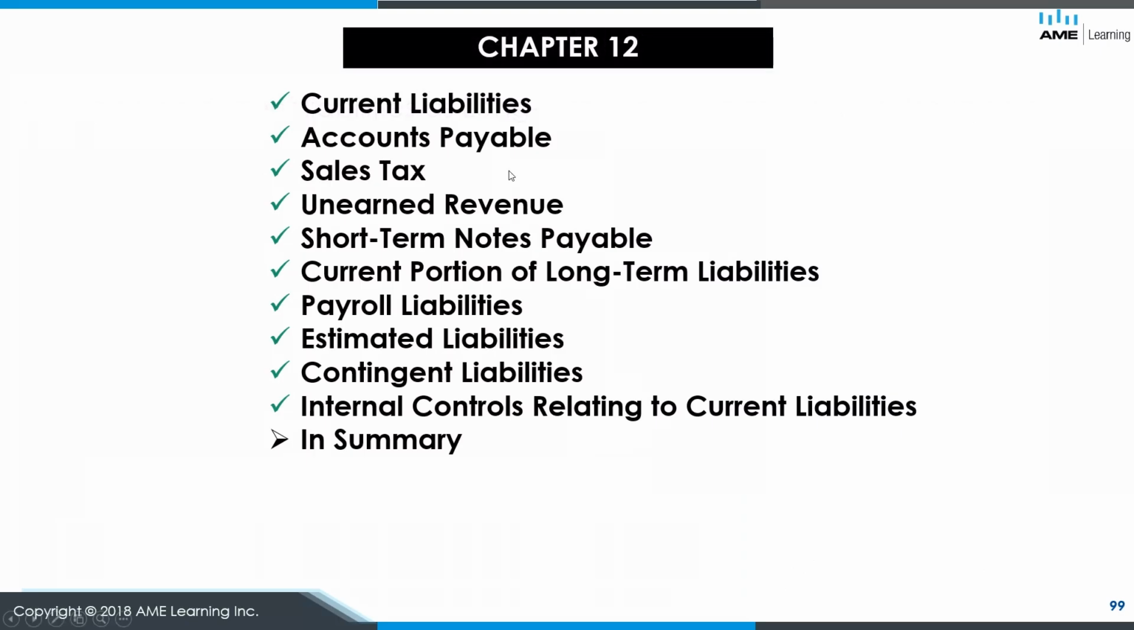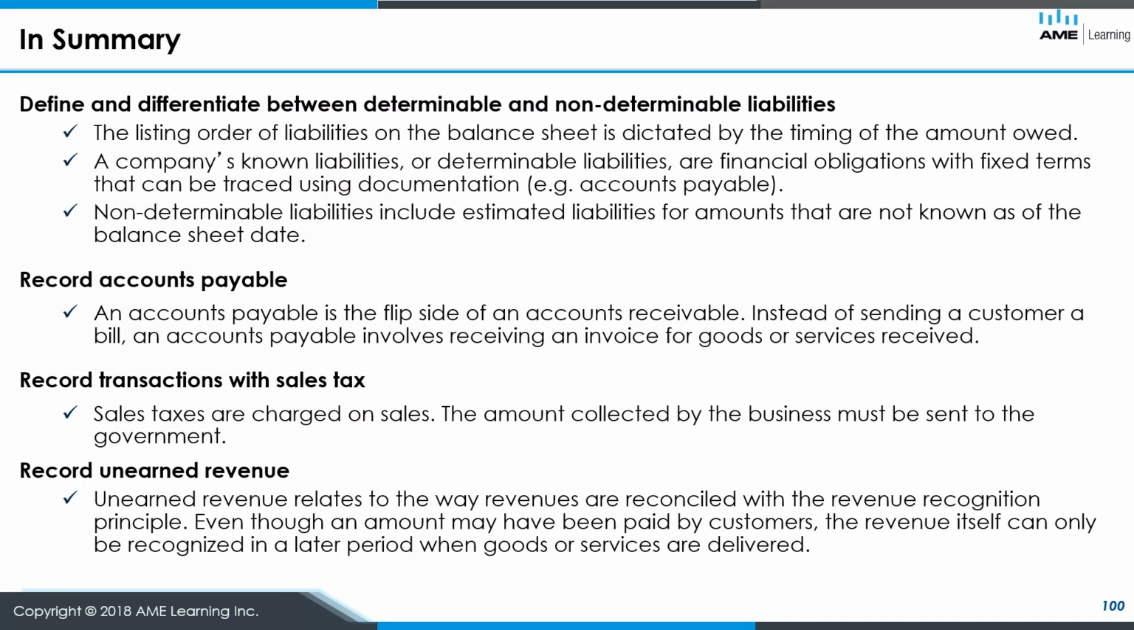Okay, so wrapping up in summary here for our chapter, we've defined and differentiated determinable and non-determinable liabilities. The determinable liabilities will be those where we can actually determine the amount owed. Non-determinable will be for liabilities that we're going to have to estimate.